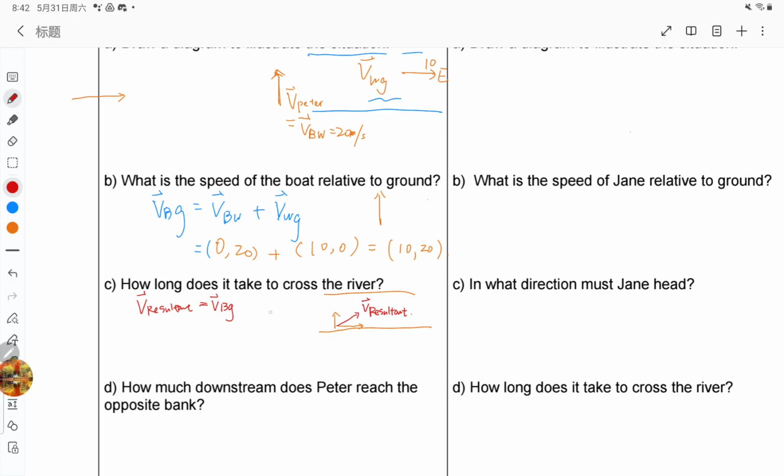So if you draw the vector, this is the x. Maybe this is the x coordinate vector. So this is Vx, right? Vx direction. I'll draw this as a 10 here, and then the Vy direction. I'll draw this as a 20 here, right?